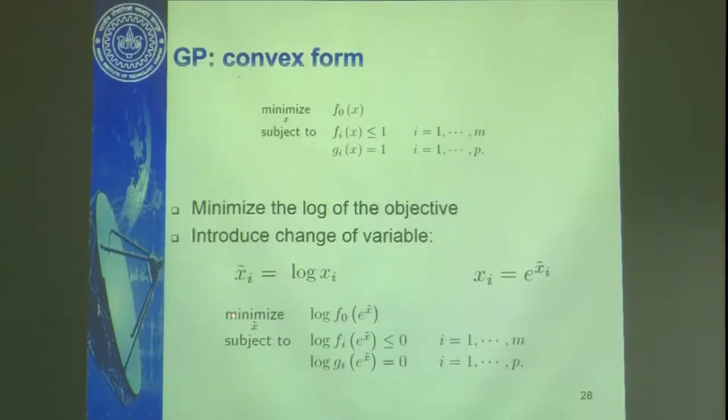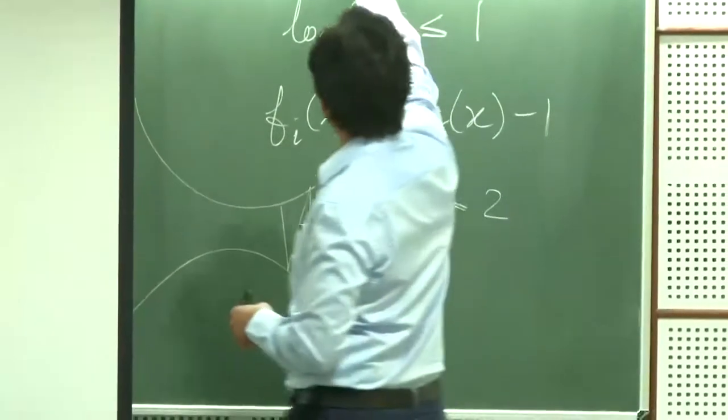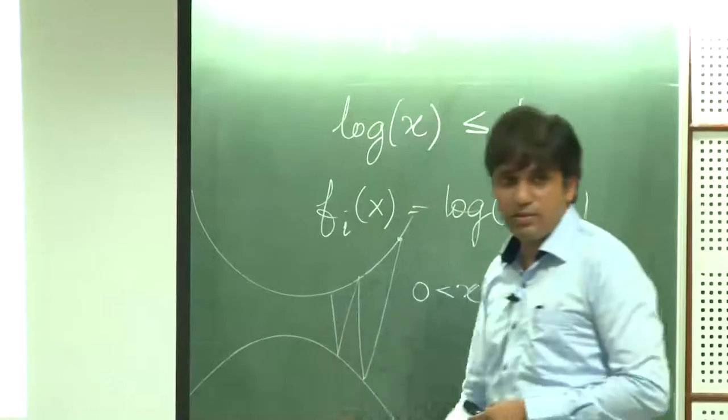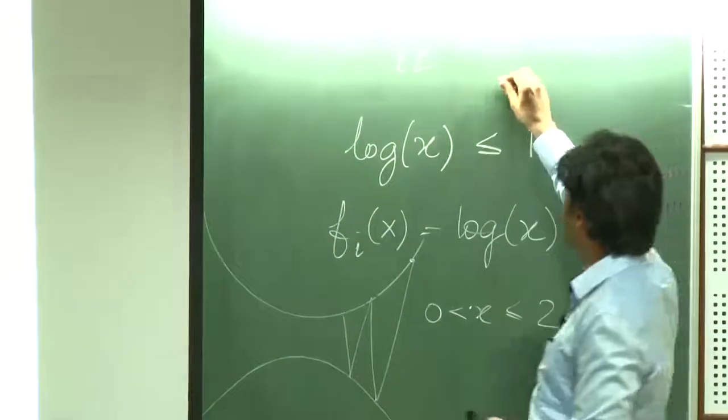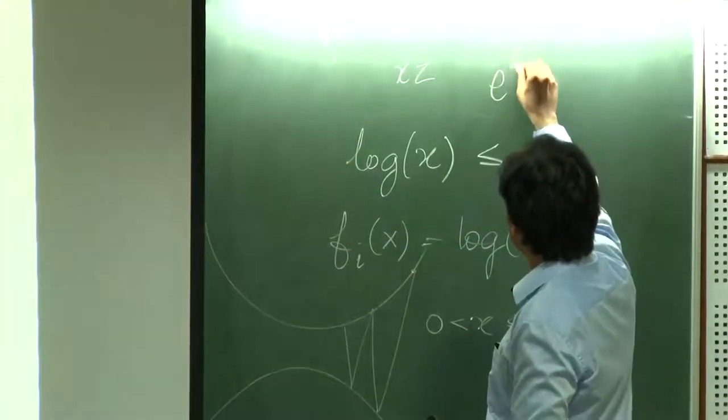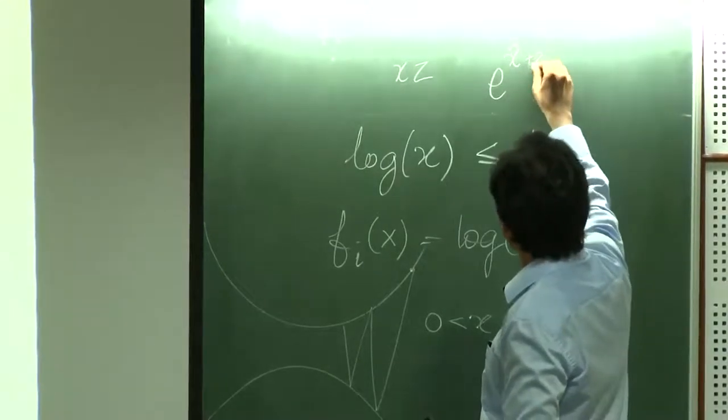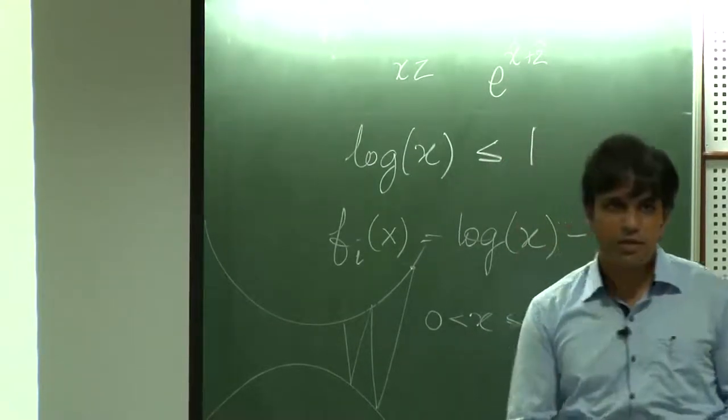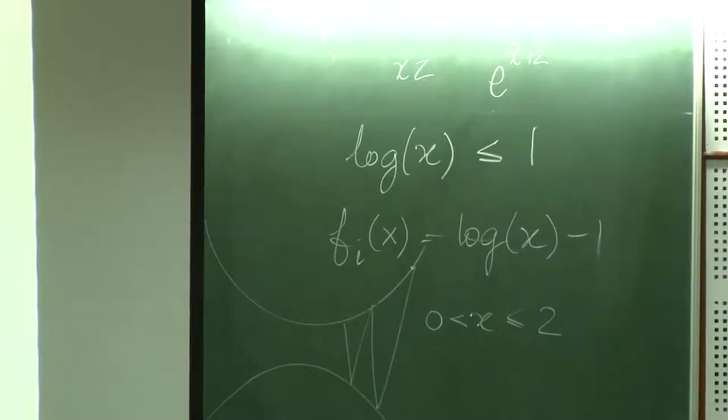What does this mean? Xi tilde equal to log of xi, it means that xi equal to e raised to power xi tilde. So wherever you add some x, you introduce e raised to power something. So what will happen to the monomials that we had? We had many monomials here, right? So all the monomials will become, let's say you have some x, z, what will happen to it? It will become e raised to power x tilde plus z tilde. Right, all these monomials will become e raised to power something.